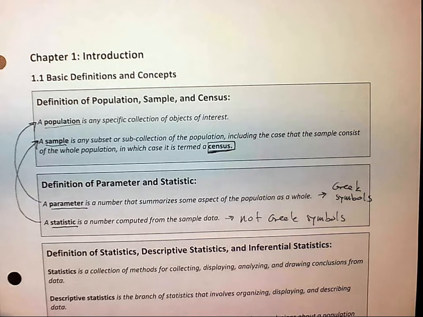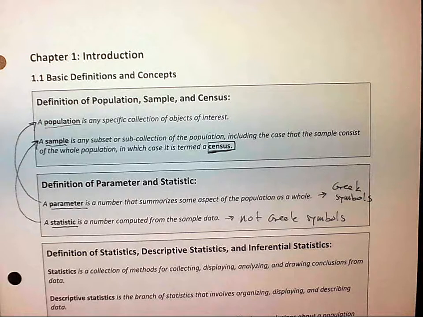So, as we go through the semester, it's going to say, hey, calculate the average of the population. And then it's going to give you answer choices. Like I said, a lot of the stuff this semester is going to be multiple choice. So you're going to see an answer choice where a Greek symbol is equal to something, and another where a non-Greek symbol is equal to something else. You know that the answer choice that's not the Greek symbol cannot be the answer to a question that's asking you to look for a parameter. Right? Is everybody good with that?